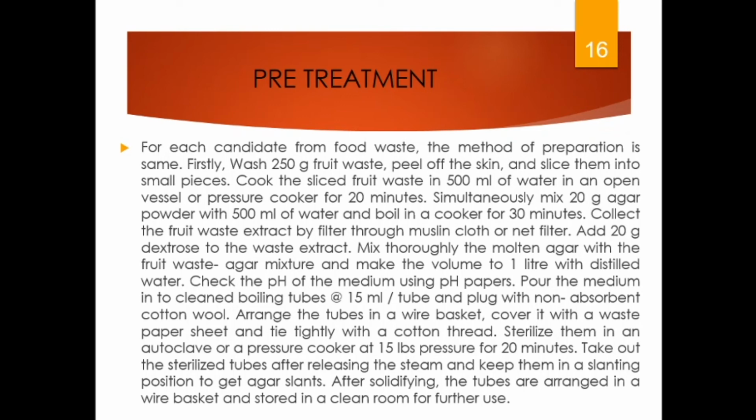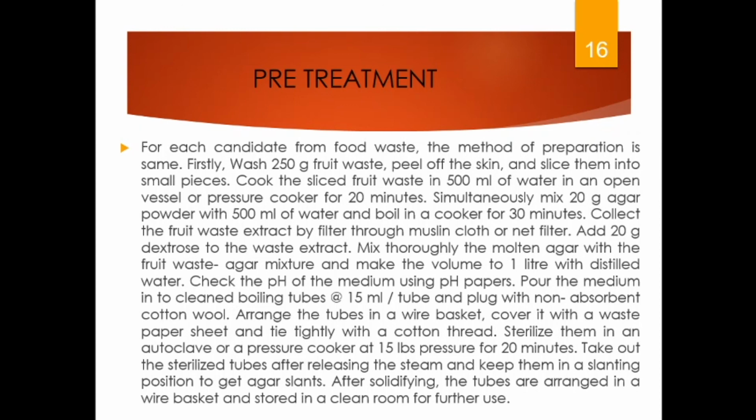Firstly, we wash 250 gram fruit waste, peel off the skin, and slice it into small pieces. Cook the sliced fruit waste in 500 ml of water in an open vessel or pressure cooker for 20 minutes. Similarly, mix 20 gram of agar powder with 500 ml of water and boil it in a cooker for 30 minutes. Collect the fruit waste extract by filtering through muslin cloth or net filter. Add 20 gram dextrose to the waste extract. Mix thoroughly the molten agar with the fruit waste extract mixture and make the volume up to 1 liter with distilled water. Check the pH of the medium using pH paper.